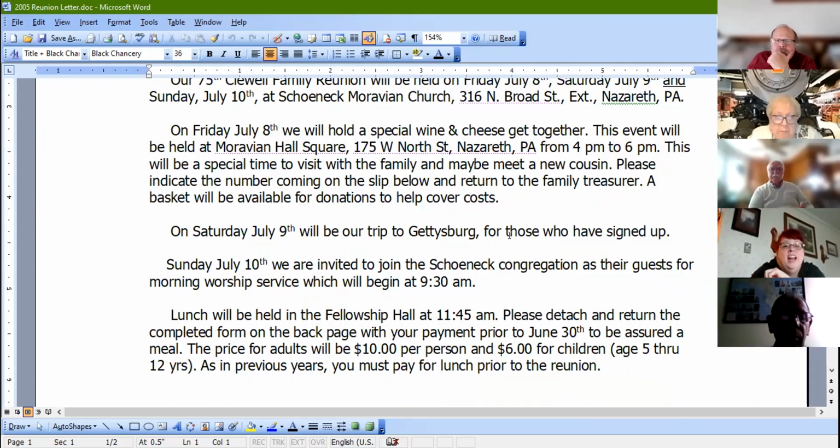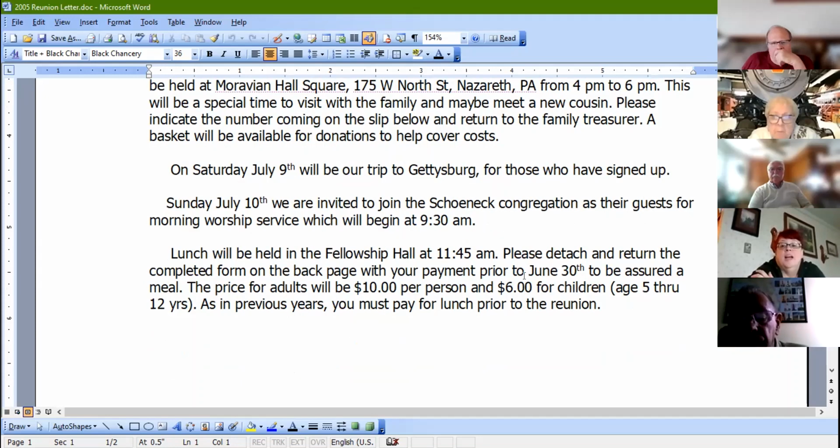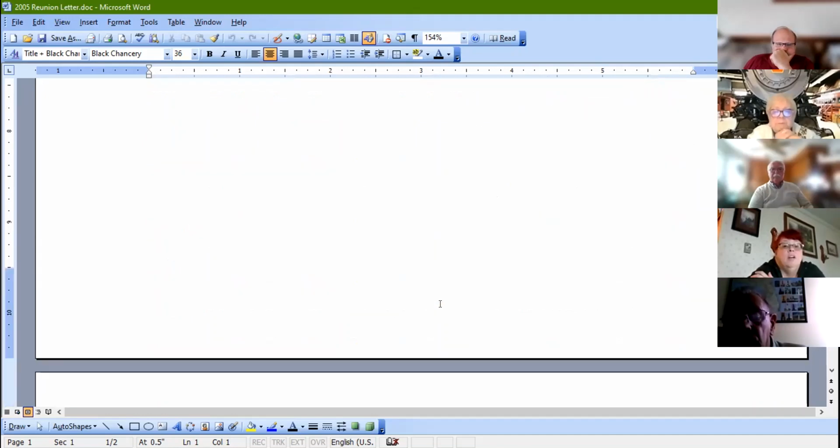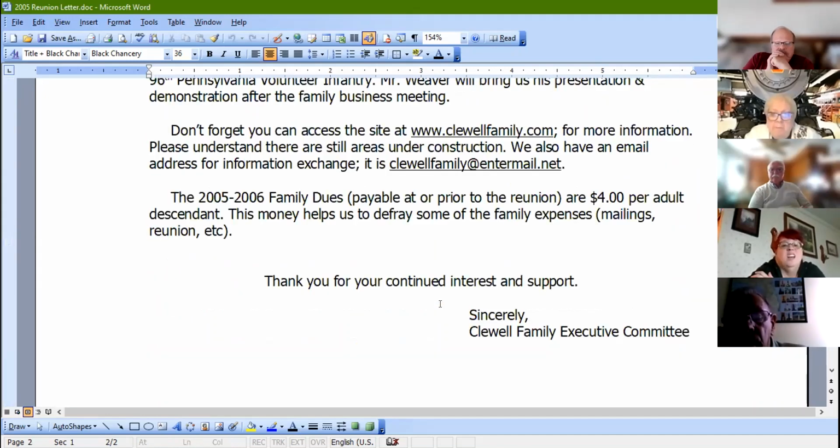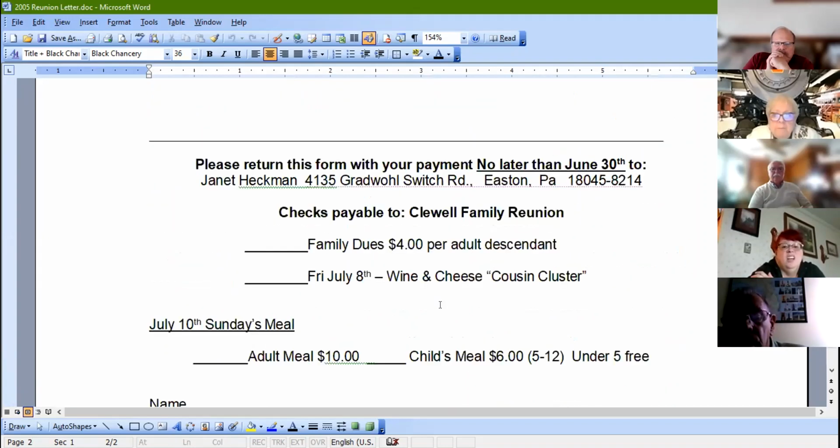We had a Friday night wine and cheese event. Then we had the trip to Gettysburg on Saturday. And then everyone was invited to join the congregation at Shennick for church. And then we had luncheon afterward. And you can see here, I think this is $10. This was the cost of the luncheon for Sunday that was catered.